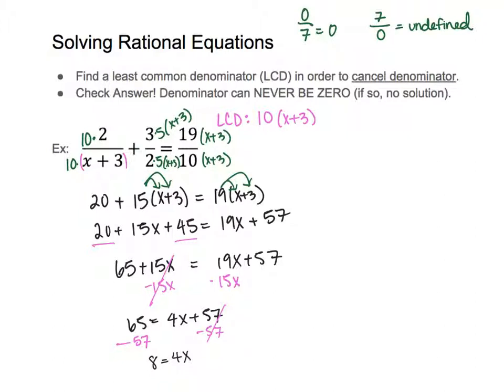And so to get the x by itself, I need to divide by 4. So I'm going to divide both sides by 4. And so 8 divided by 4 gives me x equals 2.